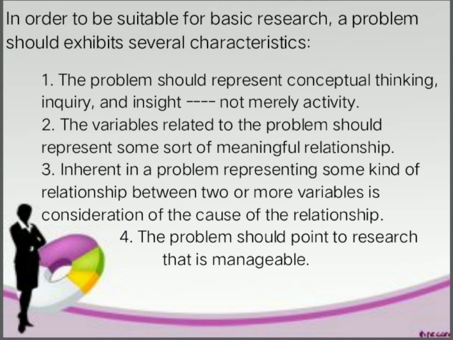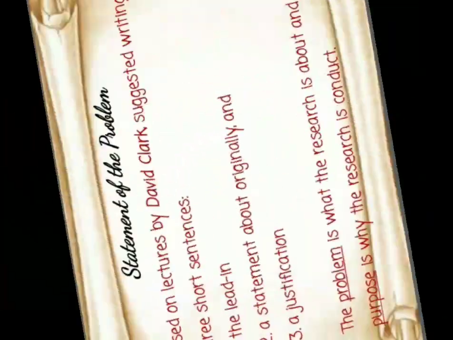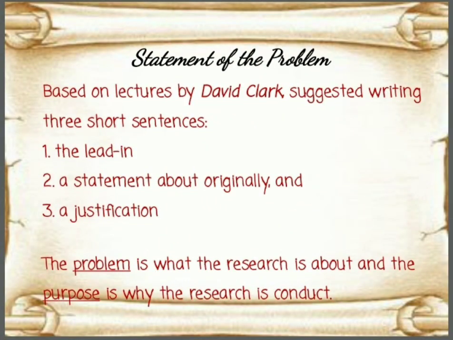Third step, inherent in a problem representing some kind of relationship between two or more variables is consideration of the cause of the relationship. And lastly, the problem should point to research that is manageable. Statement of the problem. The problem should be stated as precisely as possible. The problem statement should be both specific and explicit.